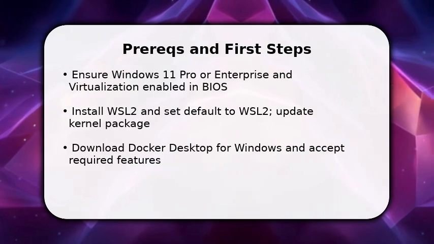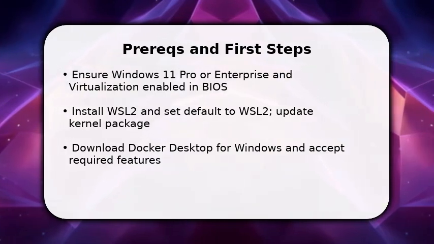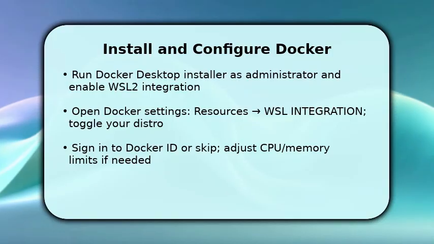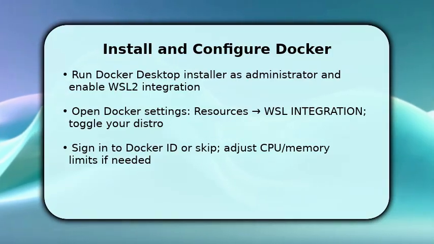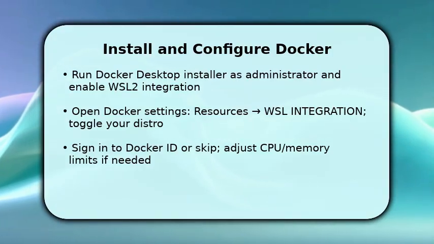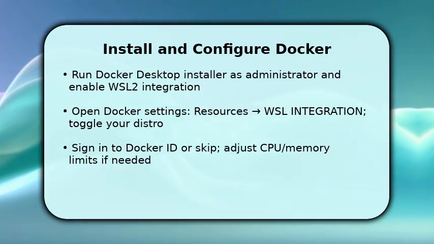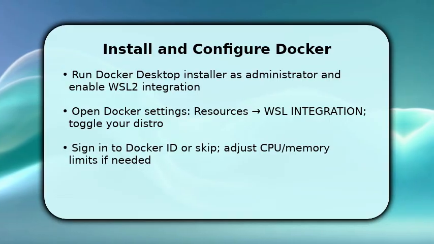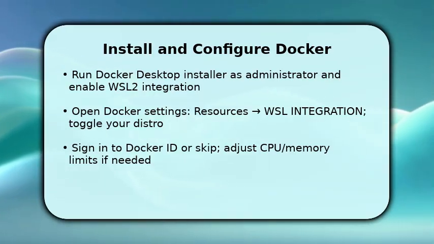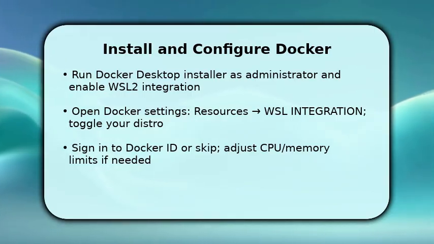Make sure Windows updates are applied before continuing so kernel packages are current. You will run the Docker Desktop installer as administrator and follow prompts to enable WSL2 integration and optional Hyper-V features because those control where containers run. Once installed, open Docker settings and go to Resources, then WSL integration. Toggle the specific Linux distro you use so containers access its file system.